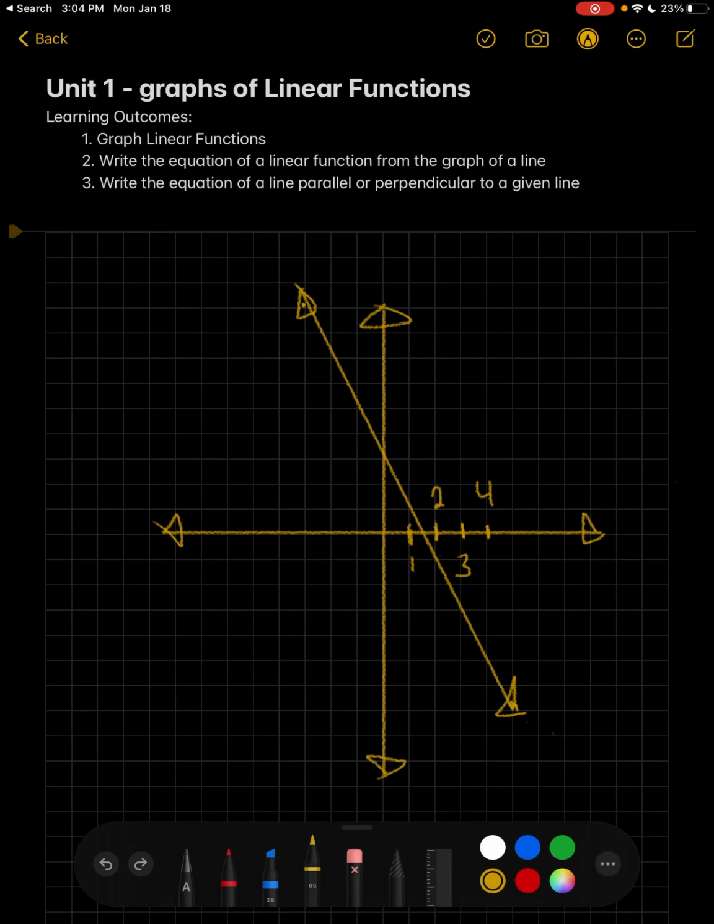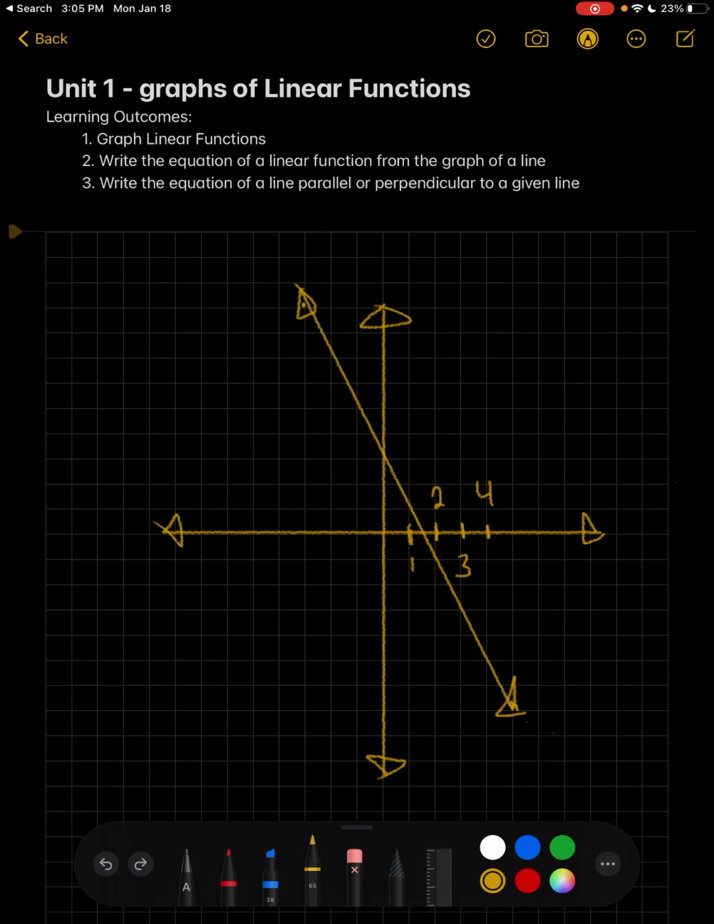Hello class and welcome back to Unit 1, Graphs of Linear Functions. In the first video we talked about how to graph linear functions, and we did that using the method of plotting points and also using the method of finding the y-intercept and the slope and using that to graph. In this video we're going to write the equation of a linear function from the graph of a line.